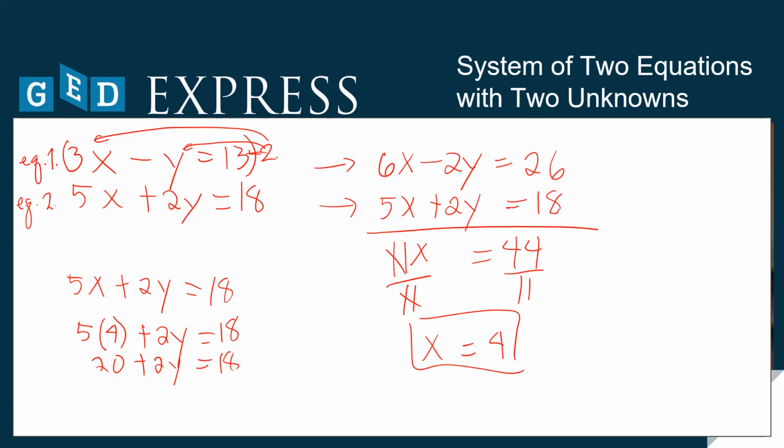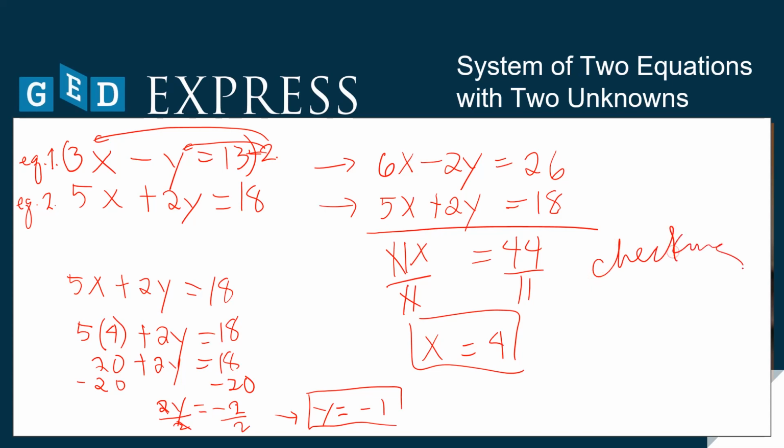Then subtracting 20 from both sides, we have 2y equals minus 2. Now, undoing the multiplication, divide by 2, divide by 2, y now equals minus 1. So we now have the two unknown values. Now to check whether our answer is correct, we can substitute the two unknown values into the first equation. So checking, I'm going to write here checking.